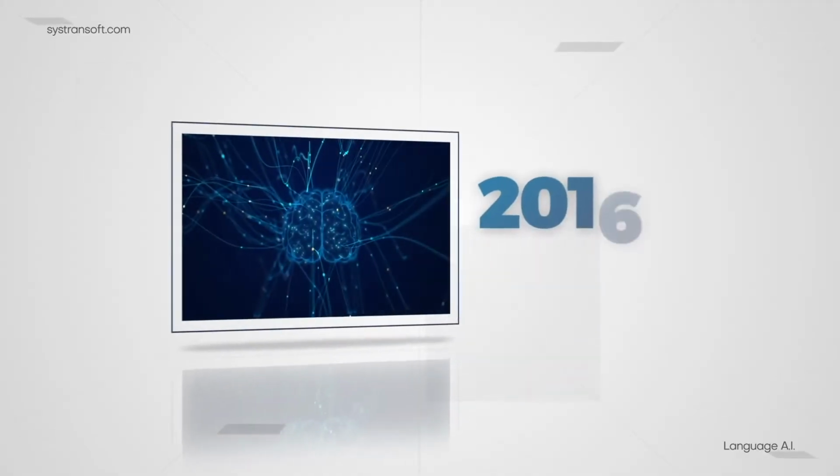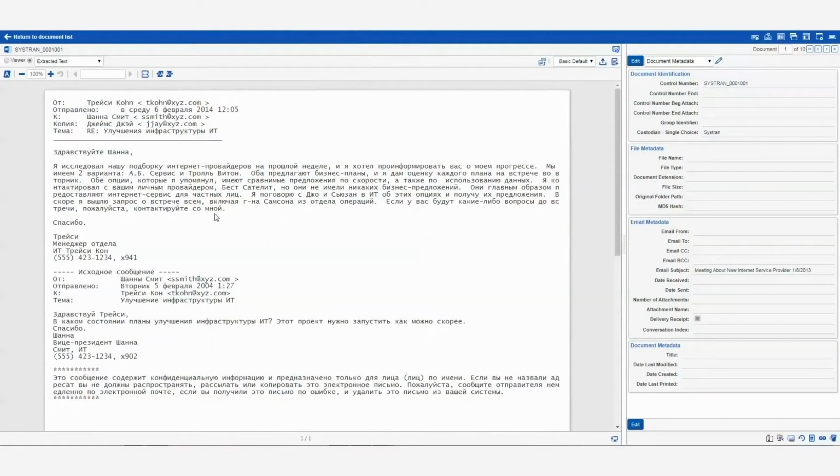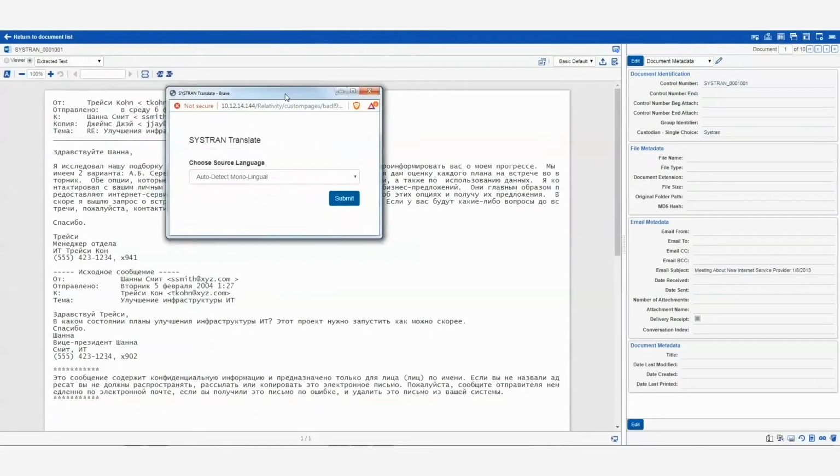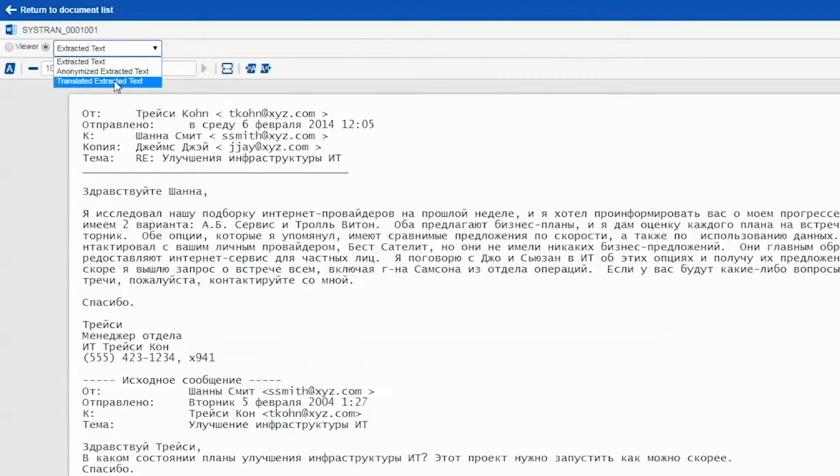Move forward again to 2016, and suddenly you have the emergence of neural machine translation. And this is the first time that it really becomes very effective to use machine translation in not just the eDiscovery process, but in many, many different workflows.